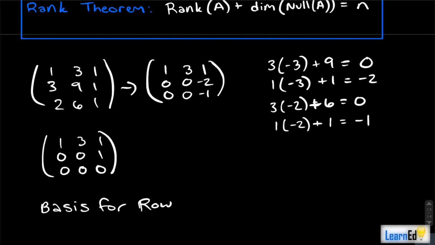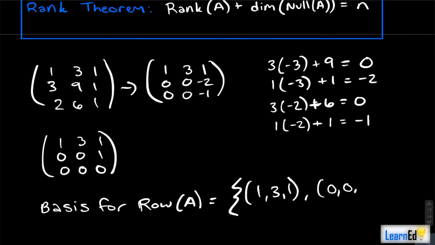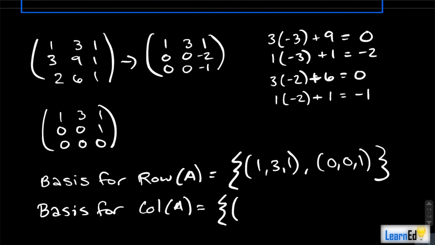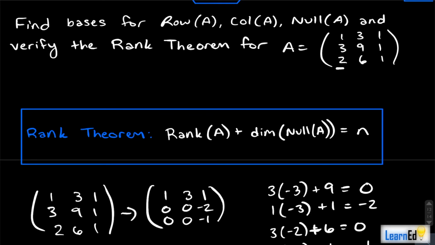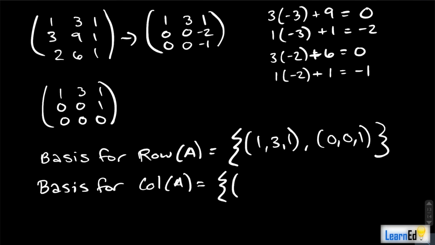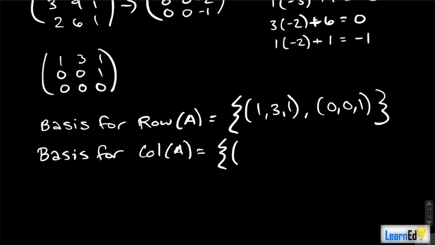So we can say that a basis for the row space of A equals (1, 3, 1), (0, 0, 1). That's a basis for the row space of A. Now, a basis for the column space of A. Here we do have to go back up to the top and use this column and this column, because the middle column we found out was a free column. So we have (1, 3, 2) and (1, 1, 1).